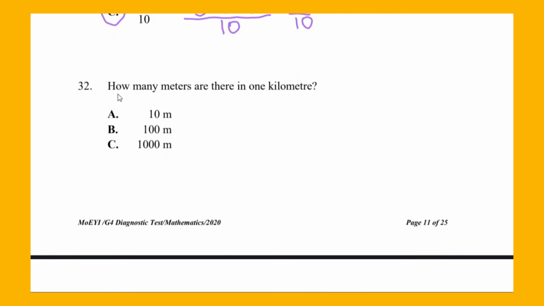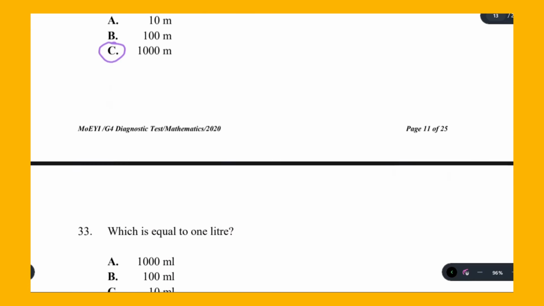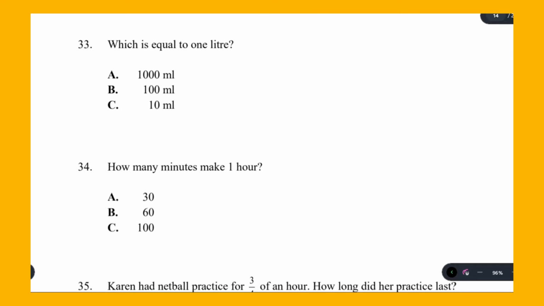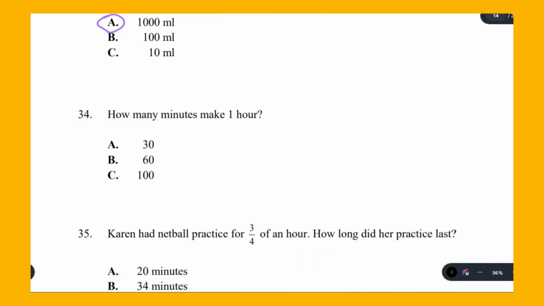Question 32. How many meters are there in 1 kilometer? Yes, we know that 1,000 meters make a kilometer. Question 33. Which is equal to 1 liter? Is it 1000 milliliters, 100 milliliters, or 10 milliliters? Yes, 100 milliliters is equal to a liter.